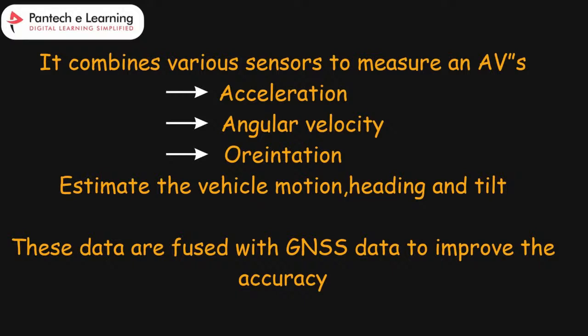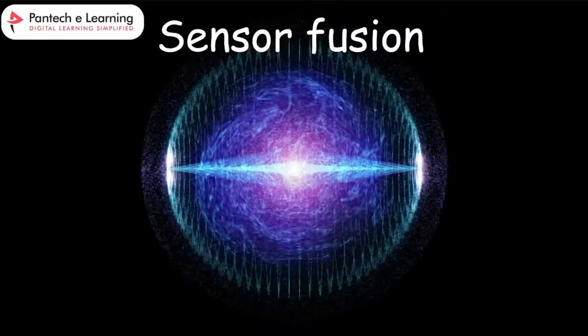So it's like cross-referencing your location on a map with the movements your body senses to make sure you are staying on the right path. So that is what the IMU, Inertial Measurement Unit, is.